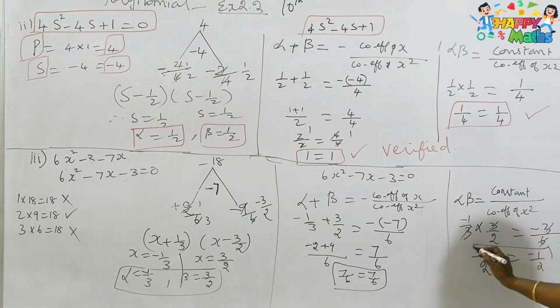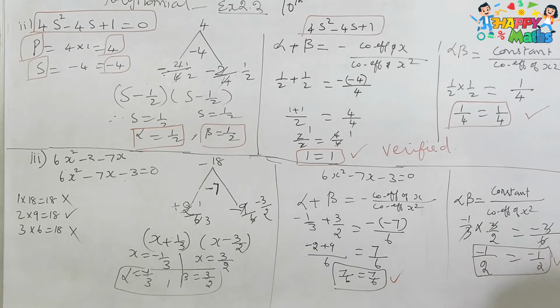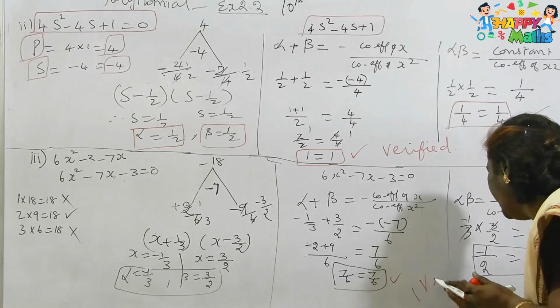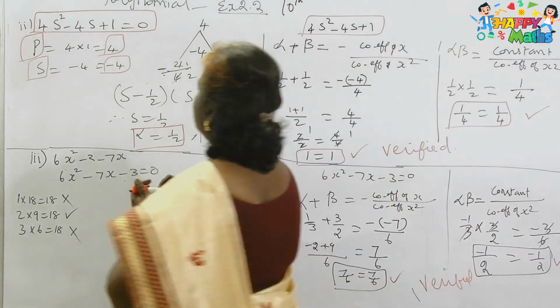So hence both are verified. So you can write it is verified. Zeros and coefficients of x in the quadratic equation are verified. Now you can write clearly now. Verified. Okay. Now let me quickly repeat the first sum. You can understand very well now.